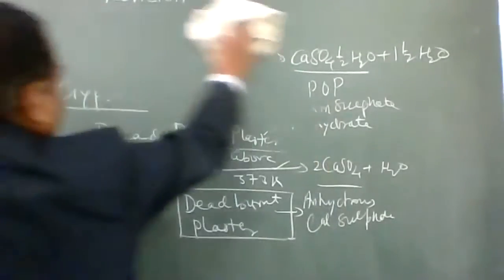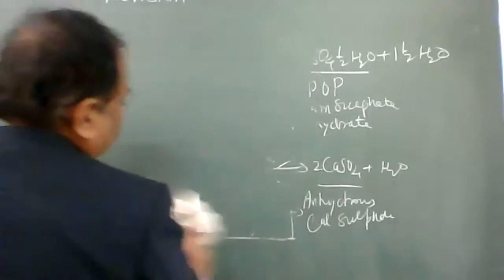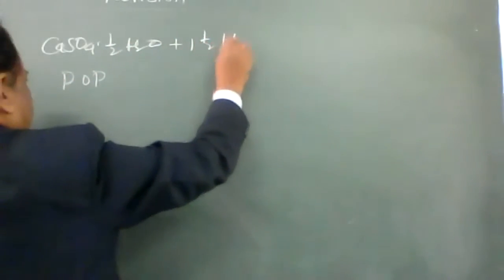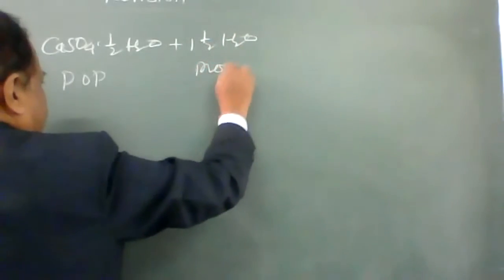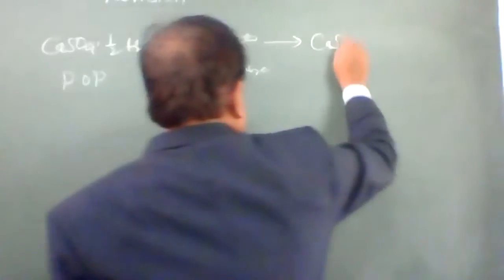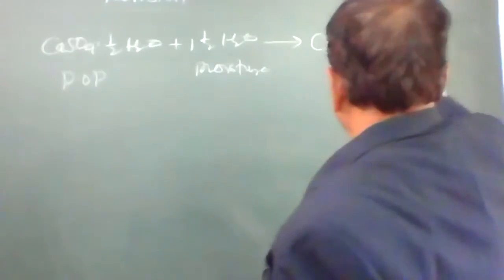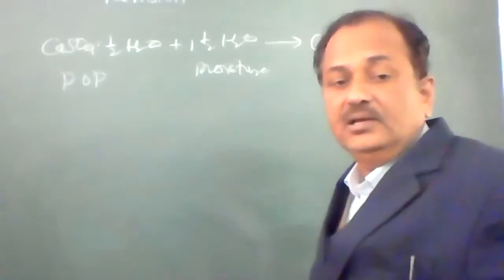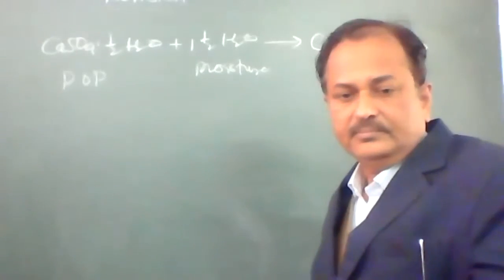Now this plaster of Paris is very much important. When plaster of Paris comes in contact with a little amount of water, just moisture, it sets into a hard mass. CaSO4 half H2O, this is plaster of Paris, plus a little amount of water gives CaSO4 2H2O. So this is the formation of gypsum.